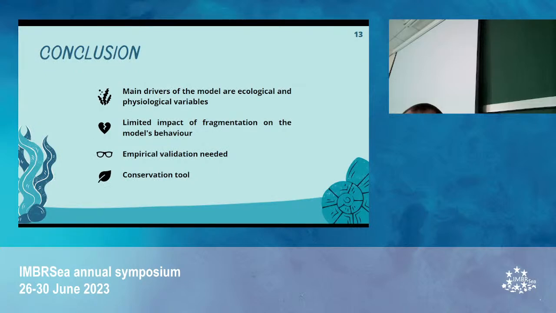So as a conclusion, the main drivers of the model are ecological and physiological parameters and variables, such as herbivory. Herbivory was the main driver. But overall, the implementation of the fragmentation had a very low impact on the model.